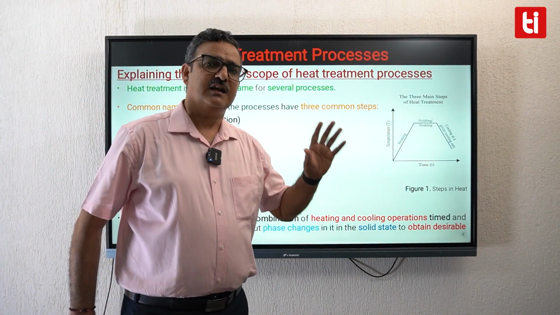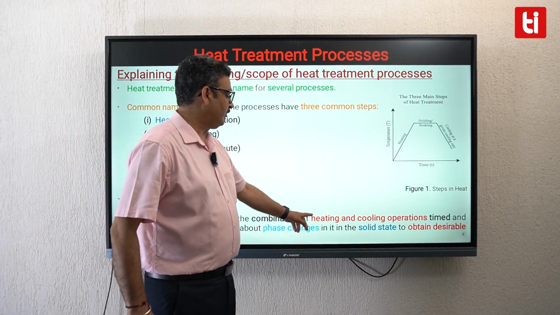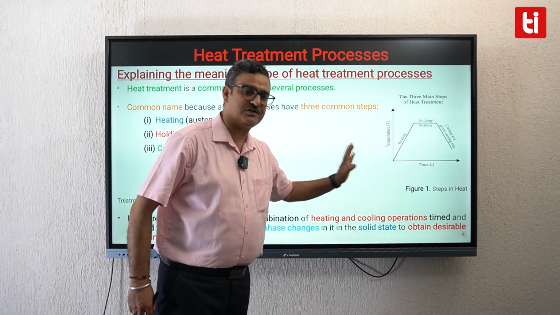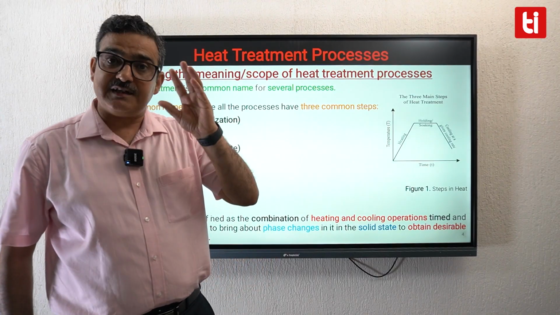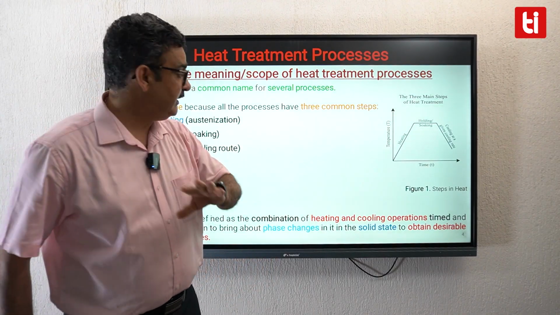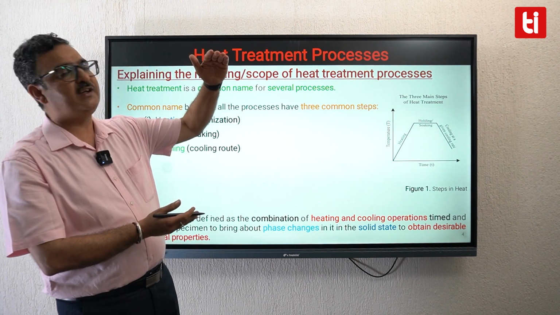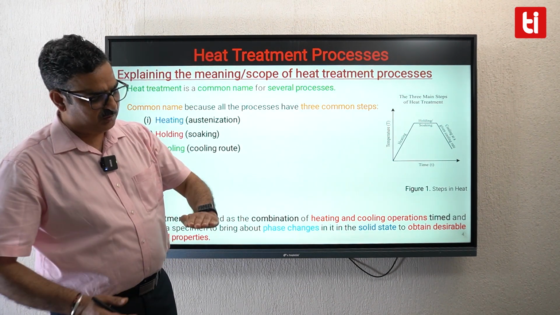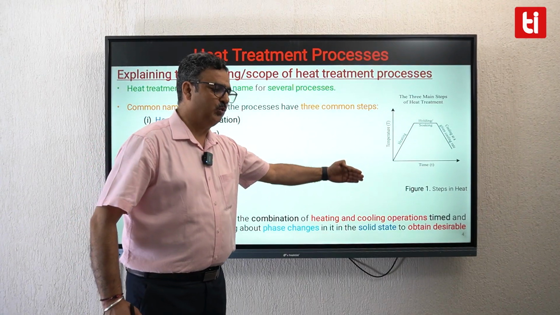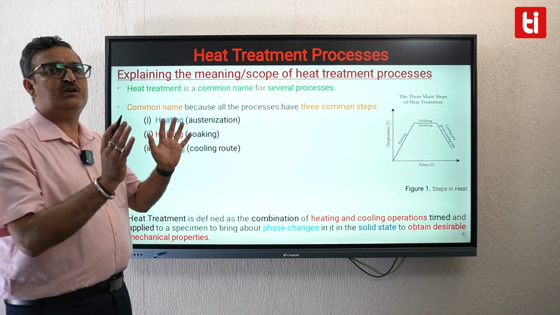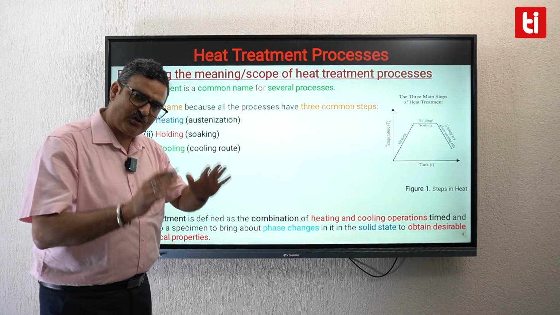So that's the reason. This definition that you see here on the board is given by the American Society for Testing of Materials. They say heat treatment is defined as a combination of heating and cooling operations timed and applied to a steel component. Essentially, the steel component should remain in the solid state. So during heat treatment, you will never see a liquid phase appear in the steel. Steel would be heated from the room temperature, it would be held, it would be cooled, but nowhere would the liquid phase appear in the steel. So steel will always remain below its solidus temperature.